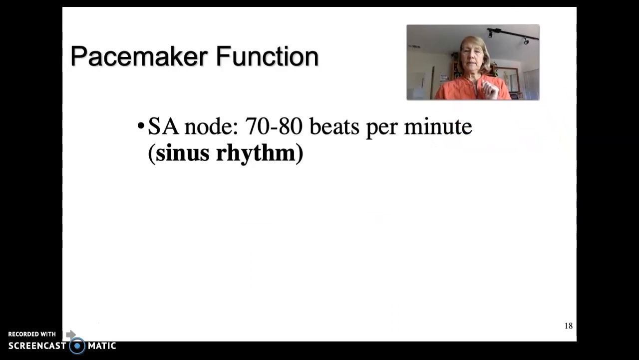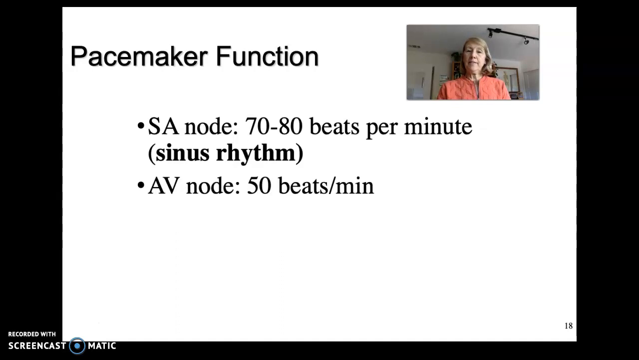It's good to know that the SA node is the speediest. 70 to 80 beats per minute is the rhythm that it's going to establish of delivering these action potentials. The AV node delivers at 50 if it were to have to act on its own. Usually it just follows the leader and it'll just fit into the 70 to 80. But if you were to damage the SA node and remove it, then the AV node would take over at a slower pace. Is that clear?